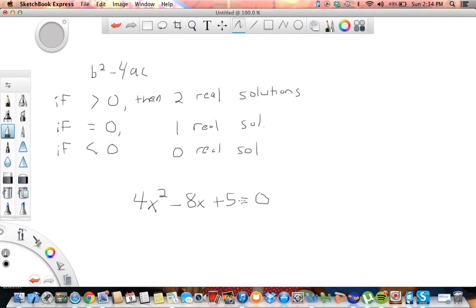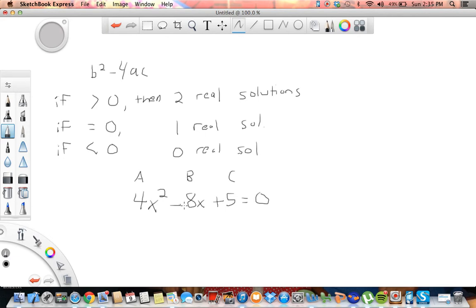So we've got this example down here at the bottom. And remember, the very first thing is to determine what our a, b, and c are. The first term is our a, the second term is our b, the third term is our c. So we know what our a, b, and c are. Now we need to substitute these numbers into the discriminant, so we can figure out how many real solutions this quadratic equation has. So let's do this real quick.